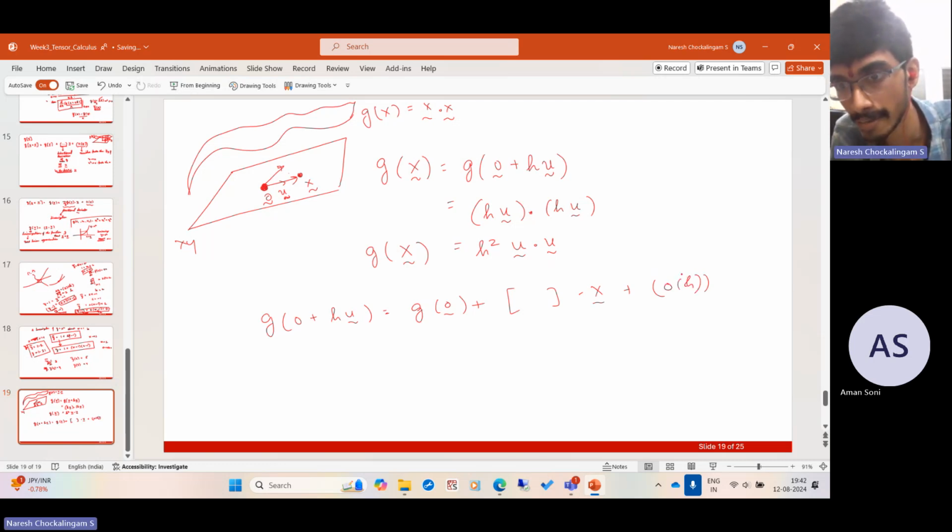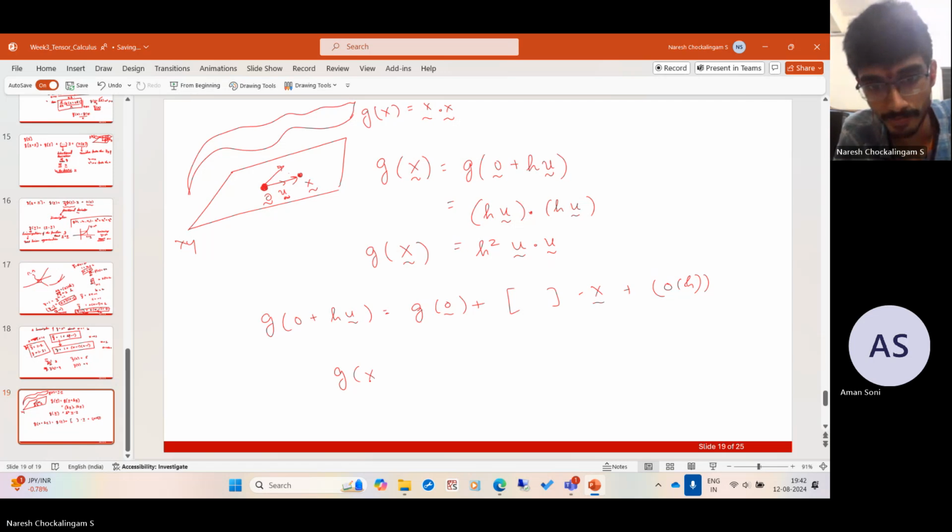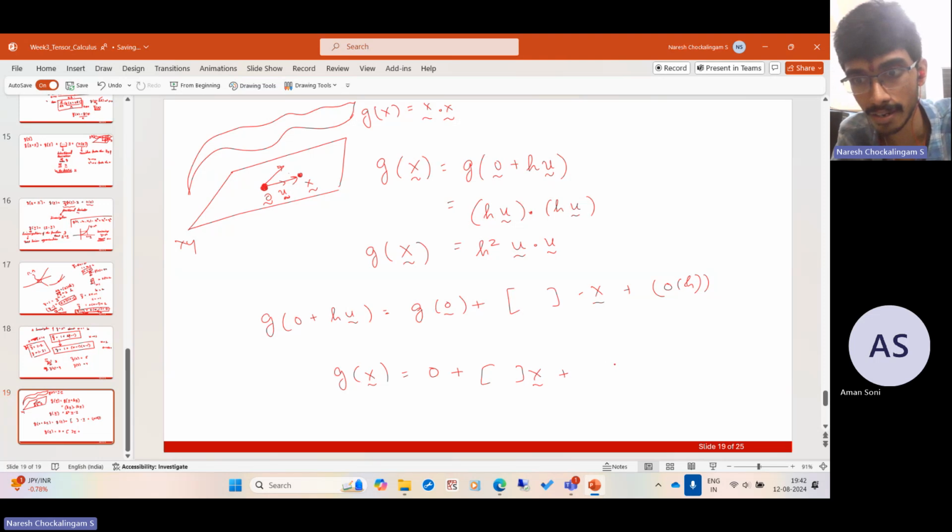So these will have an h square everywhere, and those will vanish. So let us write it down. g of x is equal to, what is g of 0? g of 0 is 0 dot 0, which is 0, right? Plus something that depends directly on x plus terms of the order h square.